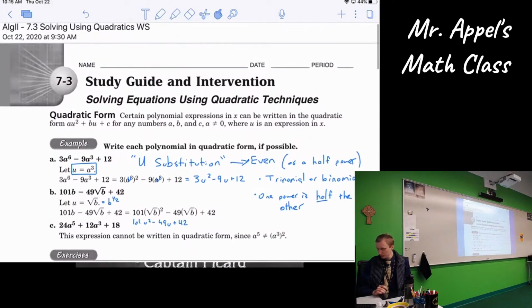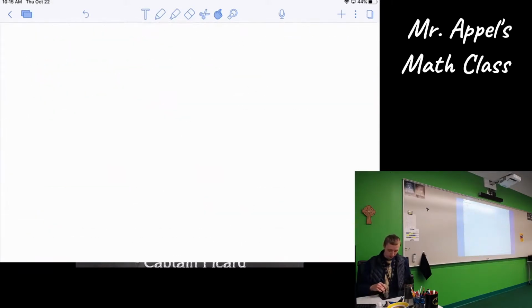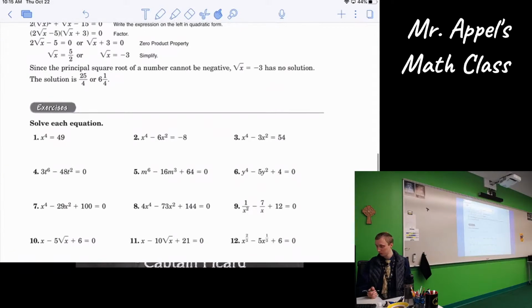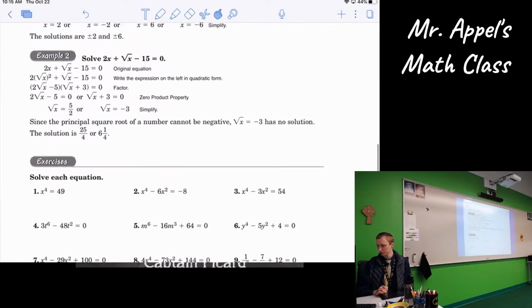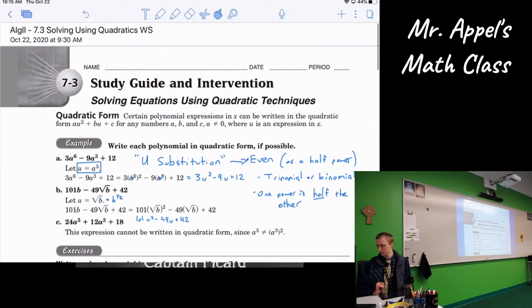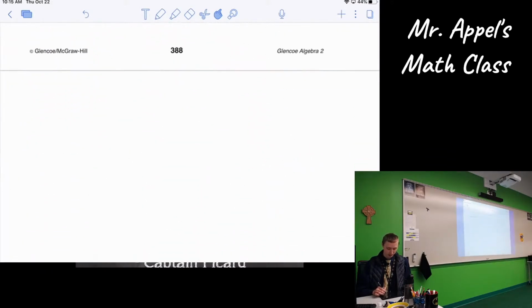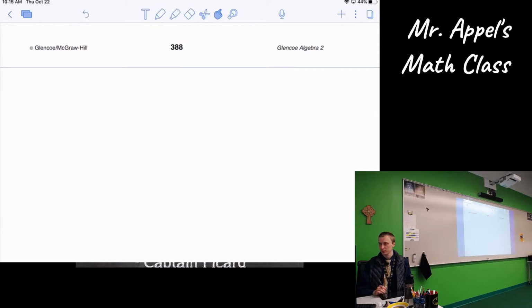Which pages? The whole thing. This 7.3 solving using quadratics worksheets. That is the whole thing. There's only the 2 pages. My program here automatically adds an extra blank page onto the end of things in case I need more room to write. So that's why it looks like there's 3.